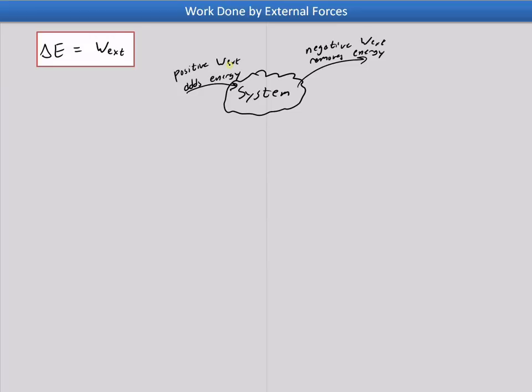Now, here's an important warning for you. If the external force doesn't do any work or doesn't transfer any energy, then it can't change the internal energy or the total energy of a system. And an external force can't do any work if the source of that force isn't moving. Okay, now let me show you an example of what I mean here.